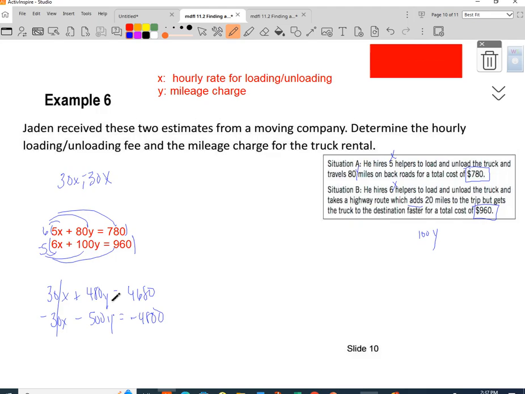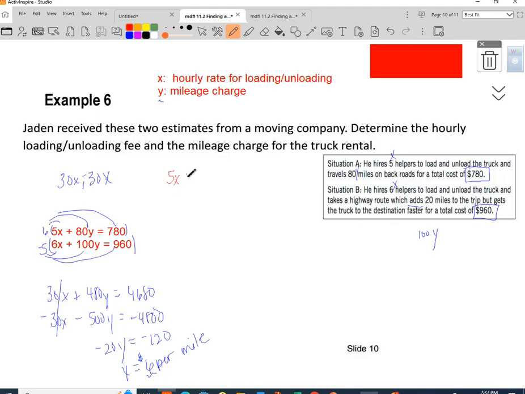Those add to 0. This adds to negative 20y, and this equals negative 120. If I divide both sides by negative 20, I'll see that y equals positive 6. Y is my mileage charge, so $6 per mile. Now, to find my hourly rate for loading and unloading, I plug that 6 back into one of these equations. Doesn't matter which one. I'm going to plug it into the first one.